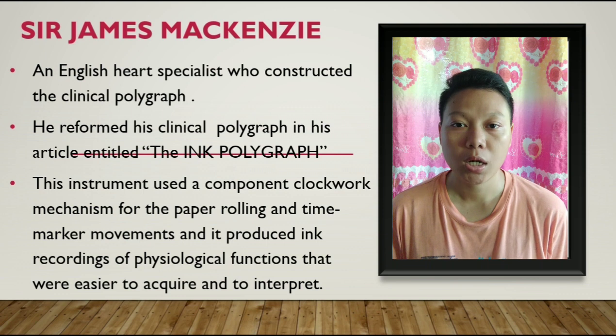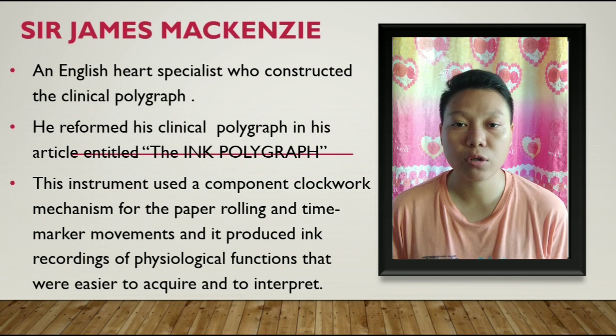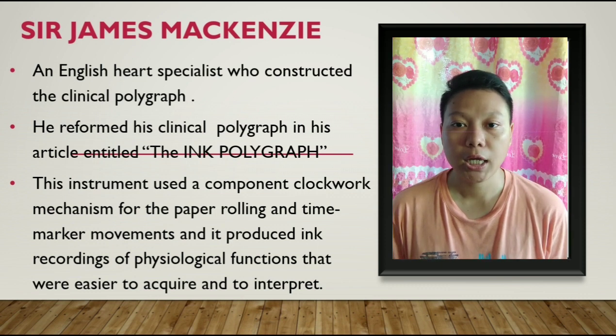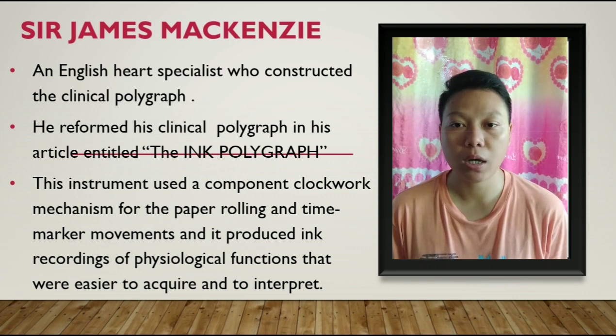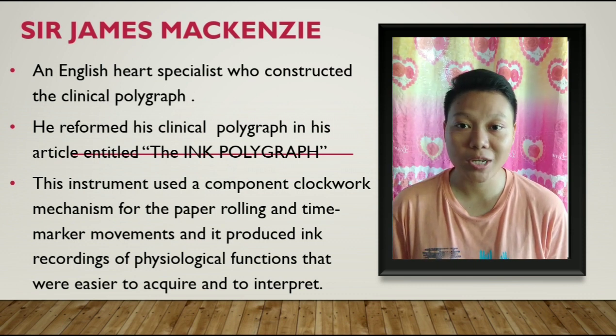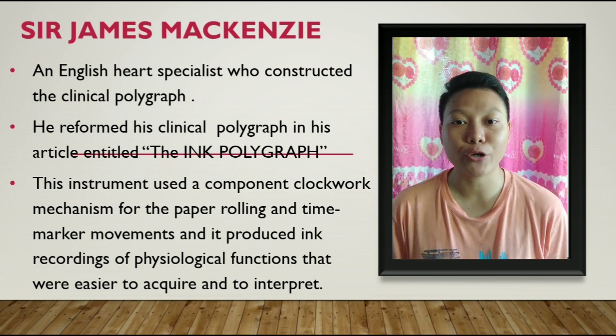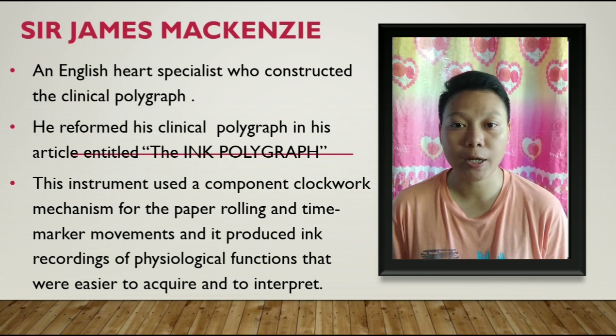make line tracings of the vascular pulses, the radial, venous, and arterial, by way of a stylus onto a revolving drum of smoke paper. This instrument used a clockwork mechanism for the paper rolling and time marker movements, and it produced ink recordings of physiological functions that were easier to acquire and to interpret. Interestingly, it has been written that the modern polygraph is a modification of Mackenzie's clinical ink polygraph.